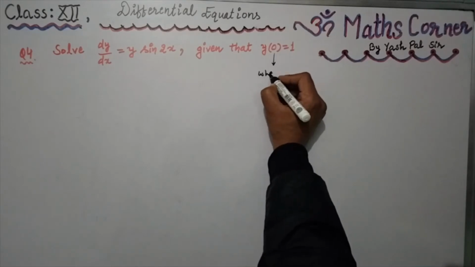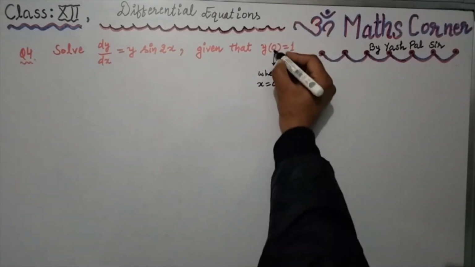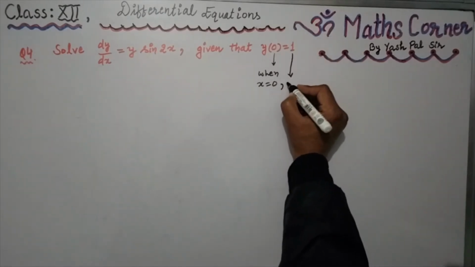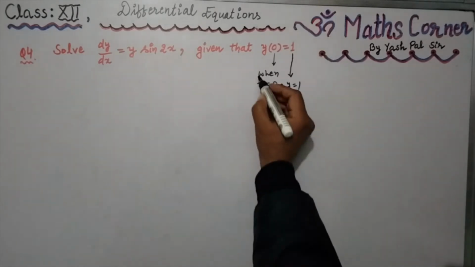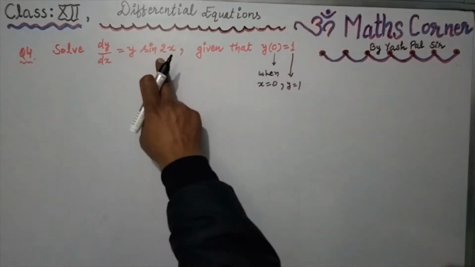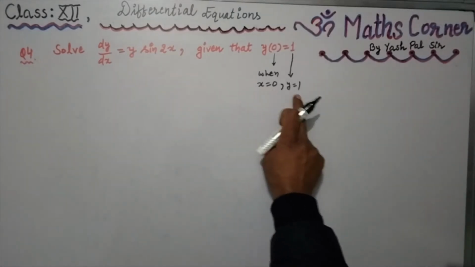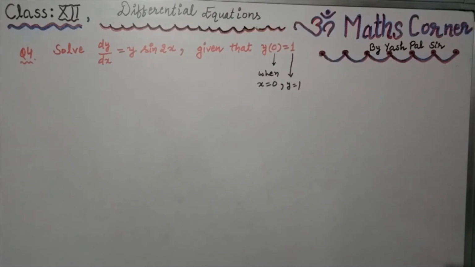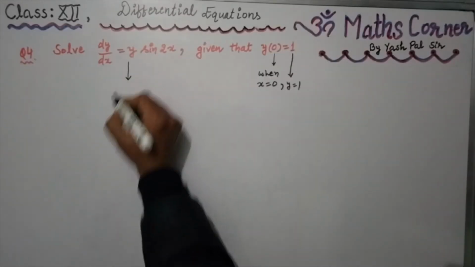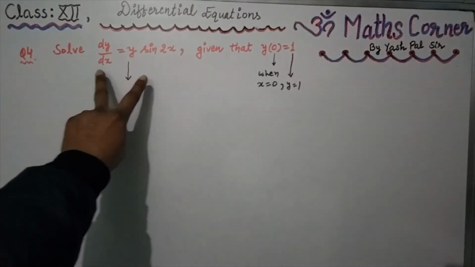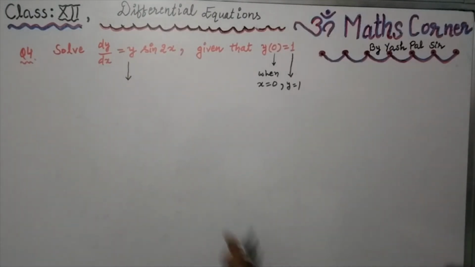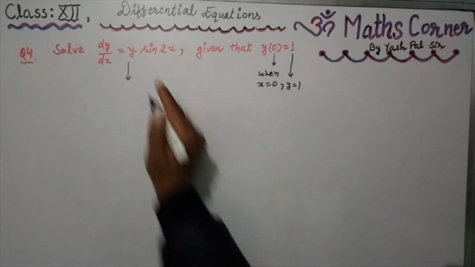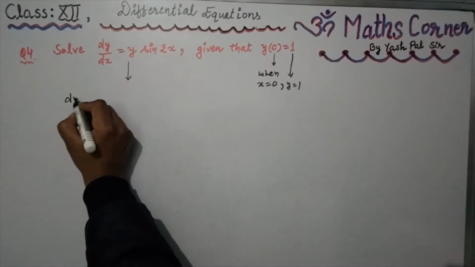Y of 0 is equal to 1 means when x is equal to 0, y is equal to 1. Okay, this is the given condition. After solving this differential equation, we shall substitute these two values and we can remove the constant of integration c. So how to solve this differential equation? Already we have discussed that the separating the variables method will be suitable because only two terms are available in the given differential equation.